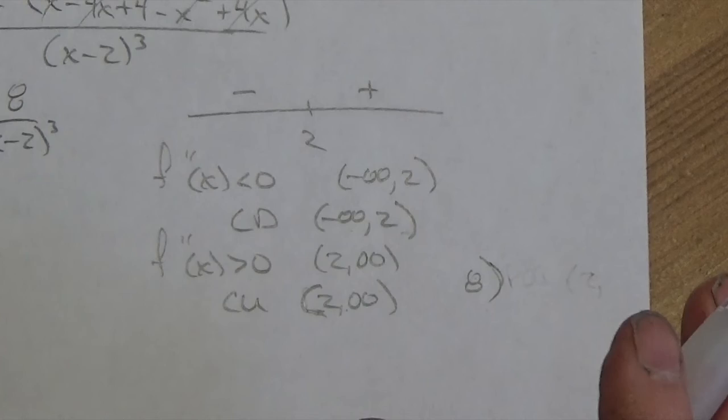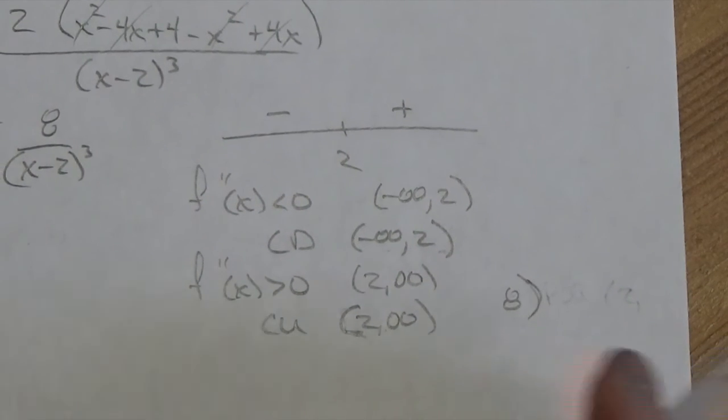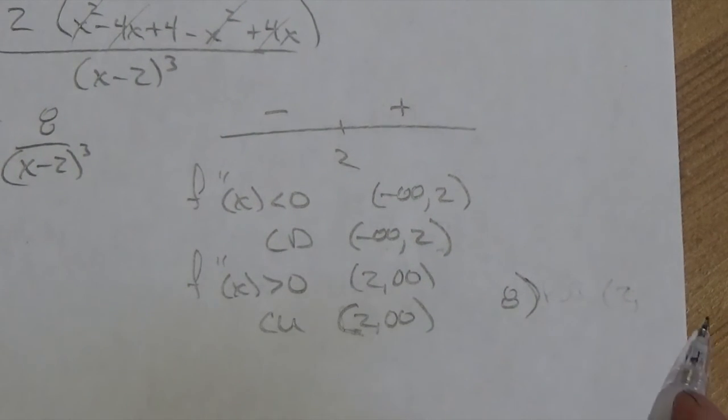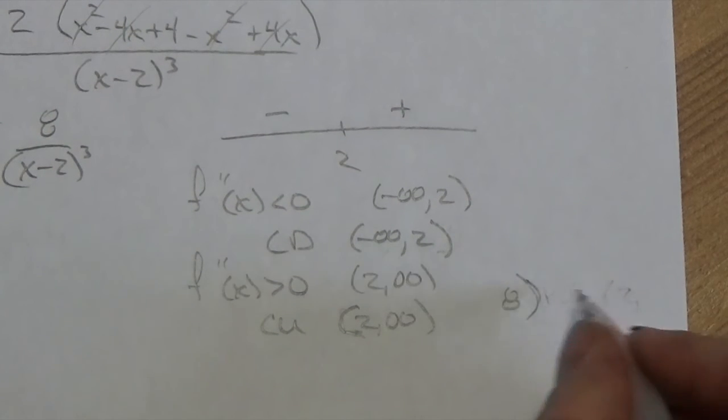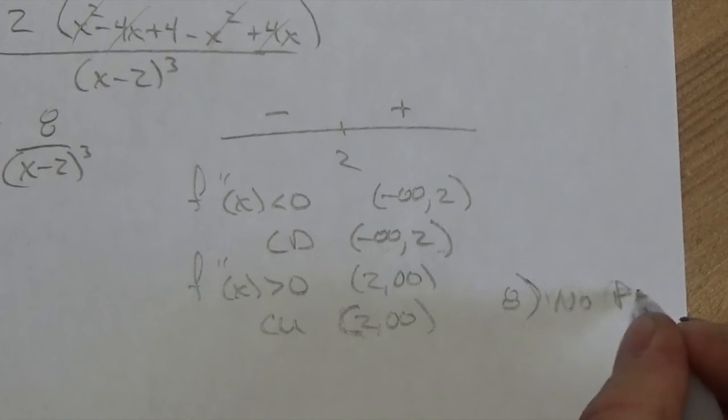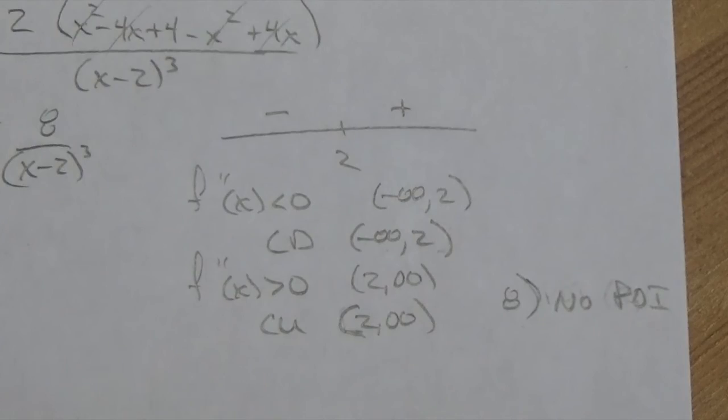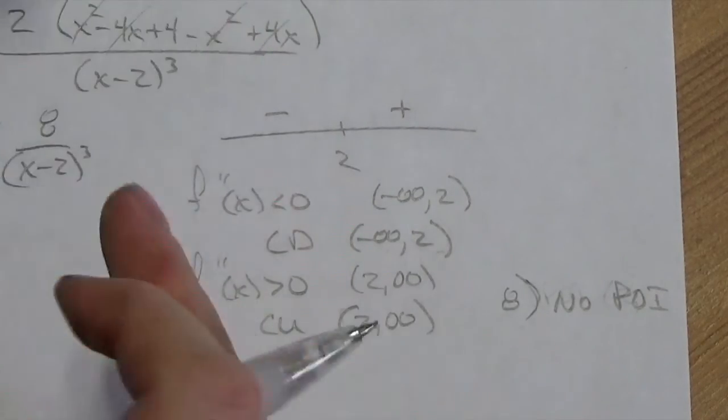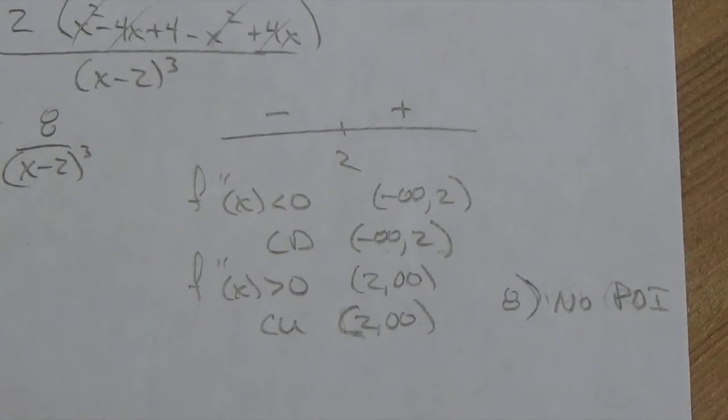Everybody, I do know that the function's undefined at 2. So there is no point of inflection. What that was, that's an asymptote. And that's why the behavior is changing on either side there. I'm so sorry about that. This has been a long one.